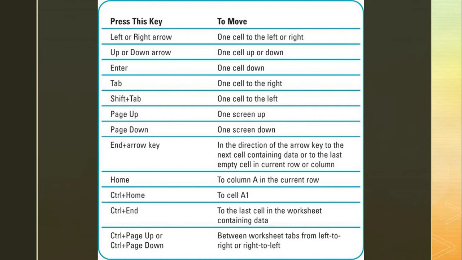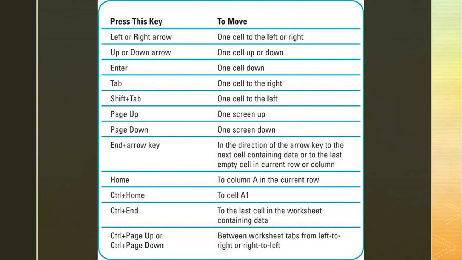Next, home key. Home key is used to move to the first cell of the current row. That means column A of the row. Next, control plus home. Control plus home key combination is used to move the cell pointer to the firstmost cell, that is A1. Similarly, control plus end moves the cell pointer to the lastmost cell in the worksheet. Next, control plus page up or control plus page down. It is used for moving between the worksheet tabs from left to right or right to left.